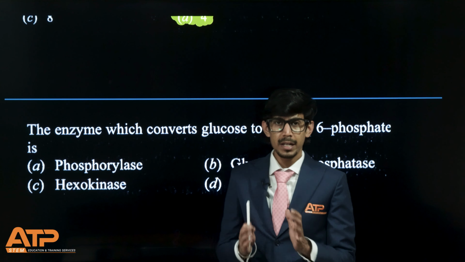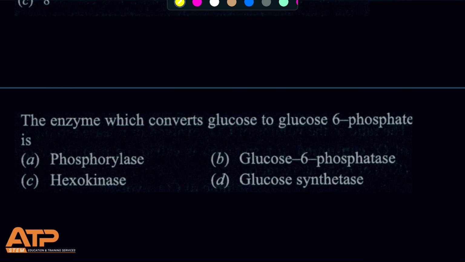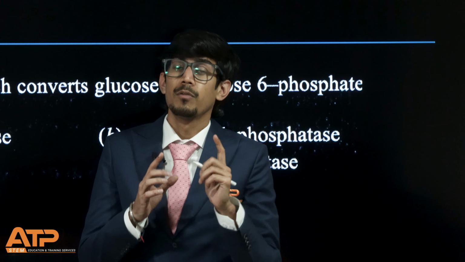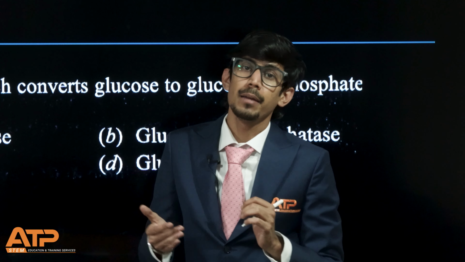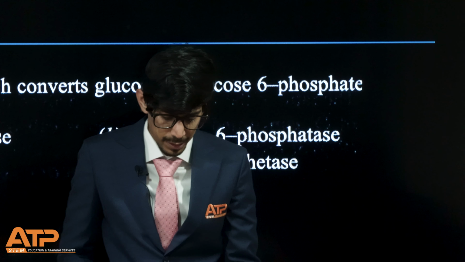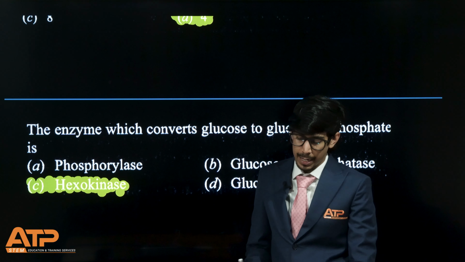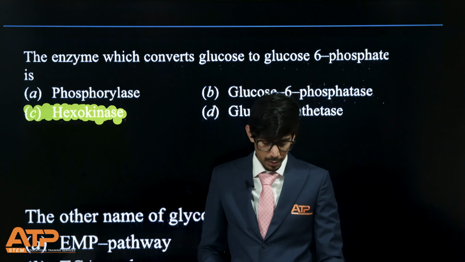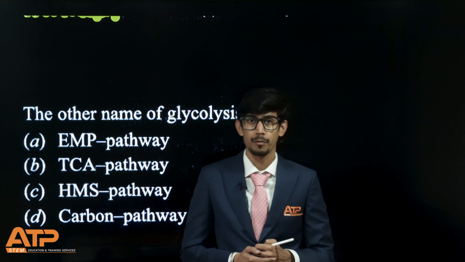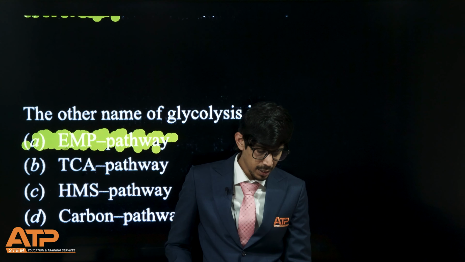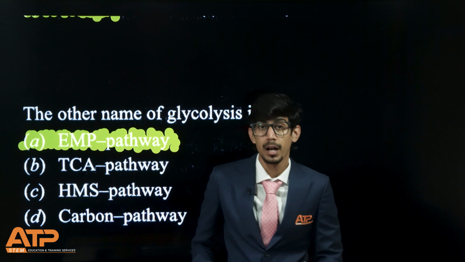Next question, very simple. The enzyme which converts glucose to glucose 6-phosphate. This was the first step. Please remember that this step was mediated by an enzyme called hexokinase, right? So the correct answer would be hexokinase, option C. And the last one, very simple question, is what is the other name of glycolysis? I talked about this in the very first part of my video, right? It is the EMP pathway, named after the 3 scientists, Embden, Meyerhof and Parnas.